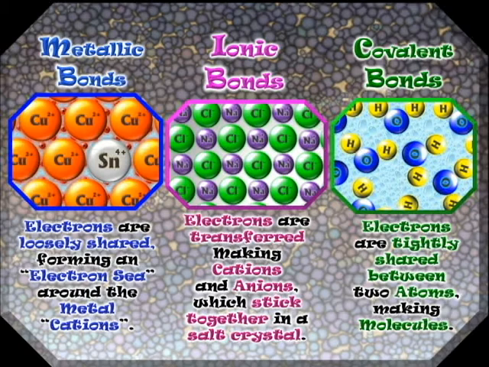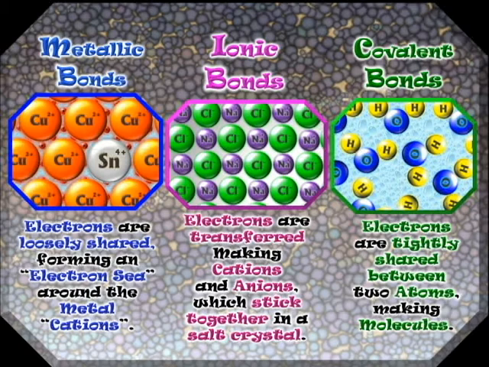Ionic bonds, the middle one: electrons are transferred, making cations and anions, which stick together in a salt crystal. Okay, well, the only part of that that isn't entirely true is the electrons aren't always transferred directly between the cation and the anion. Often there's a process by which that occurs, but in the end, it's the same result. You've got cations and you've got anions, and they stick together just like that image there. That is actually the most accurate of all of these images, the one in the middle. That is really what we see when we zoom in on a salt crystal, ionic bonds. And then, of course, there's layer upon layer. That's just a slice through a salt crystal.